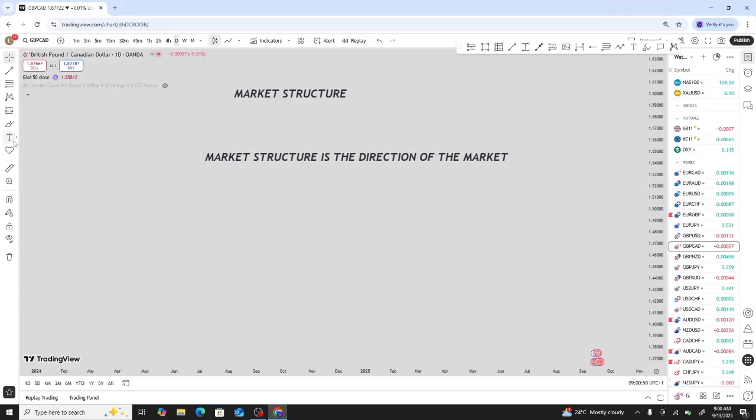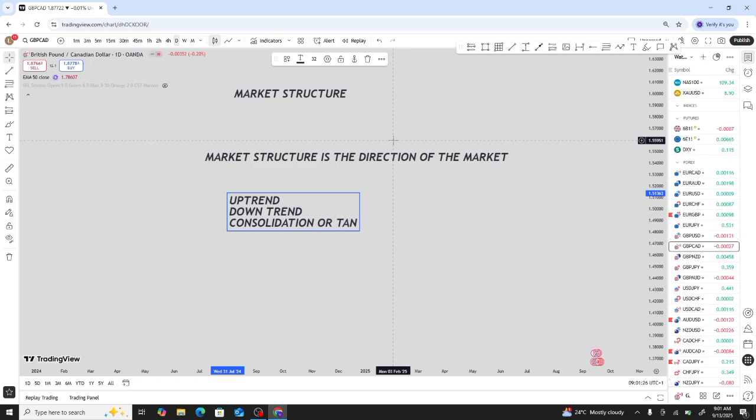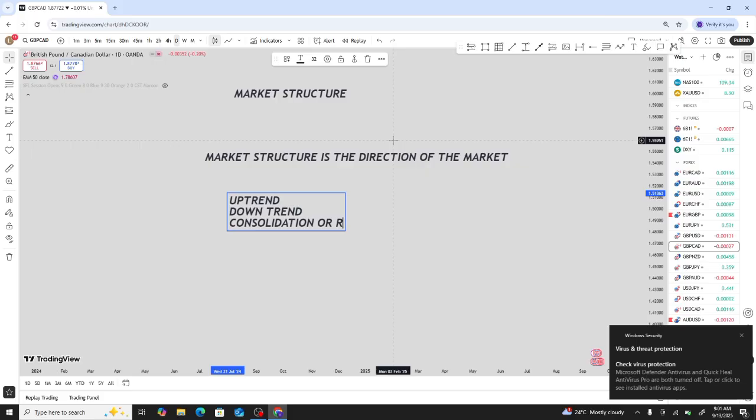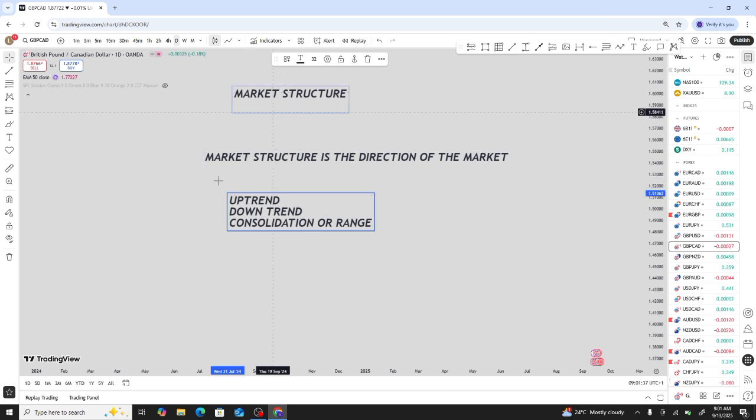In market structure we have the uptrend. In market structure we also have the downtrend. We also have the consolidation or range. So guys, this is what we have about market structure: uptrend, downtrend, consolidation.